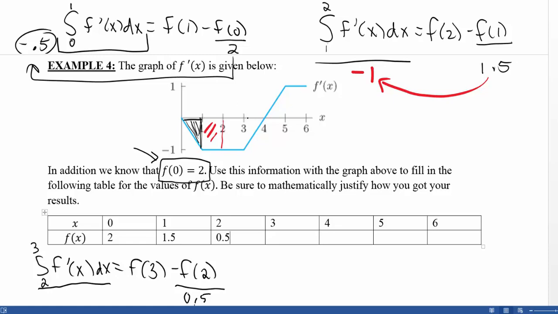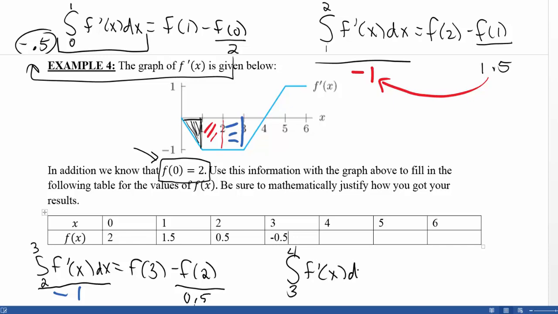So now we just need to find the area under the curve from 2 to 3. From 2 to 3, the area under the curve is again a rectangle, so it's going to have a width of 1 and a height of -1. So that area, again, is -1. So to solve for f of 3, I need to add the 0.5 over. -1 plus 0.5 is going to give you -0.5. So f of 3 is going to be -0.5.